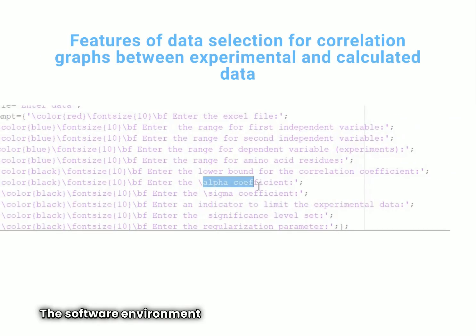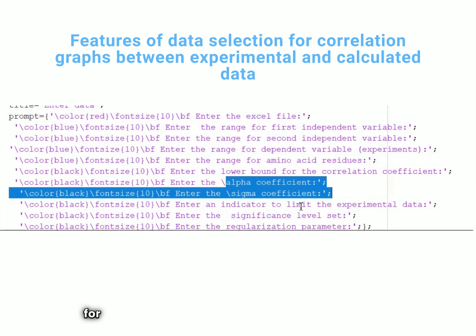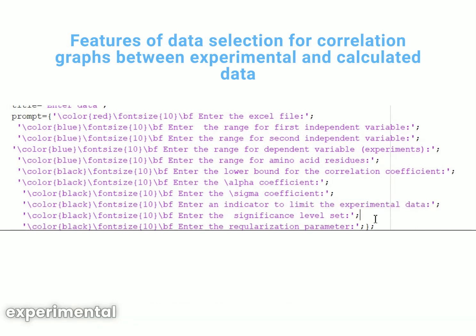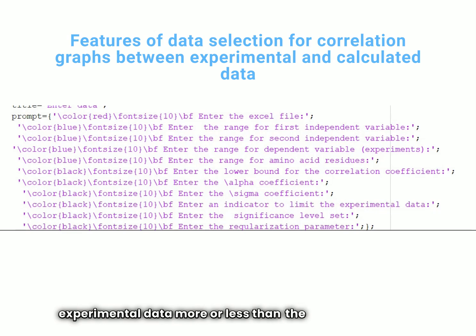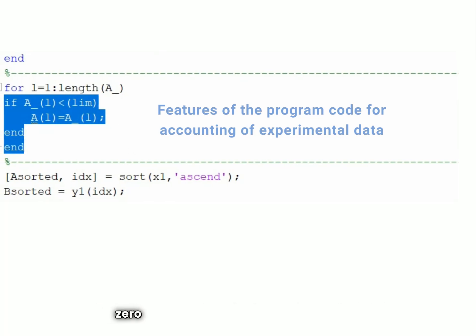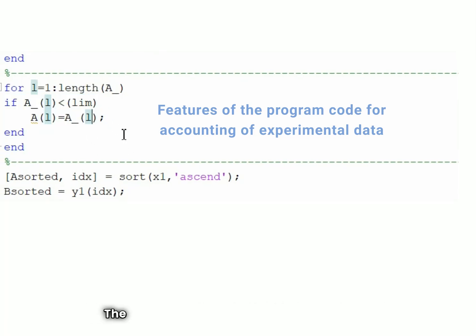The software environment specifies several parameters for data selection, which can be entered manually. One of these parameters is the selection of experimental data more or less than the specified parameter, or values significantly greater than 0, or some other restrictions. The parameter lim is set manually. The parameter A contains all the values of the experimental data.